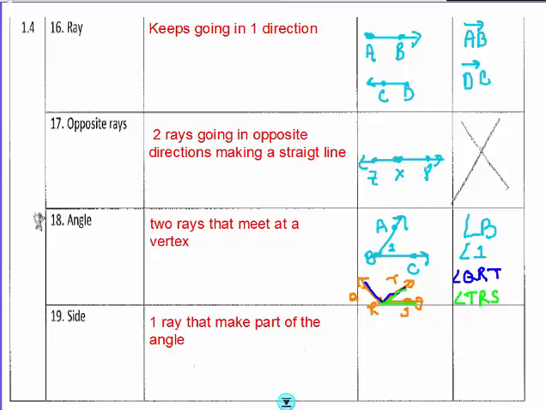Or if you want to say the big one that goes around the outside, I would name that angle QRS. Okay, those are the ways you use your 3-letter names as you're going through it. Make sure you're able to pick those out and understand it.